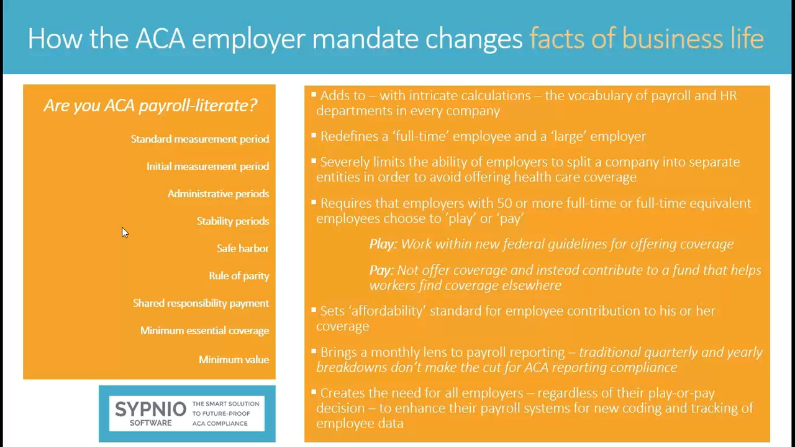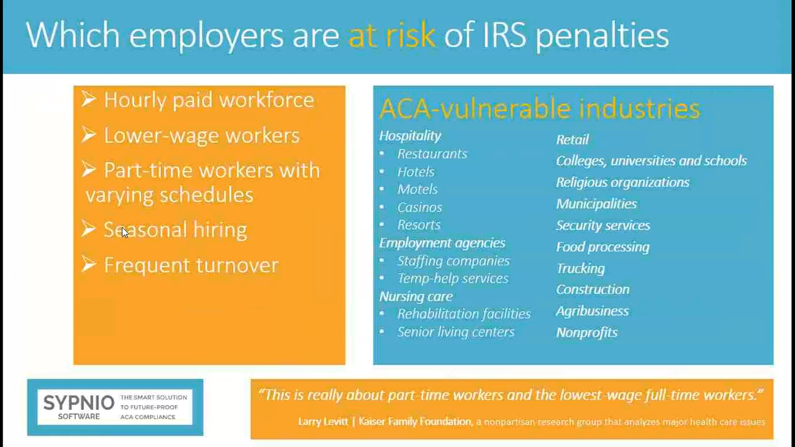The other thing is that it's going to change our looking at quarterly and yearly breakdowns, which is what we're used to in reporting. The ACA is all about monthly breakdowns, so it's a little bit different. We now have to have a lens on monthly accuracy. And whatever pay or play strategy you have, and I'm not going to get into it, it really doesn't make any difference because you still have to print out these 1095-Cs.